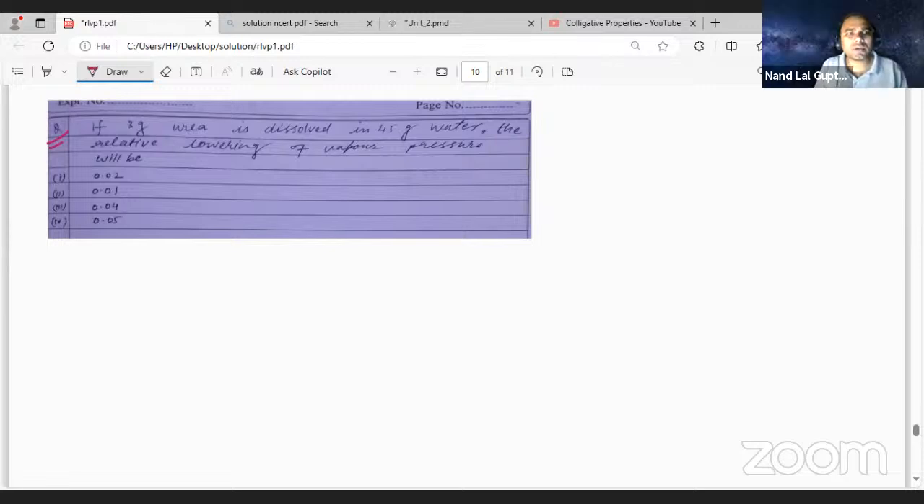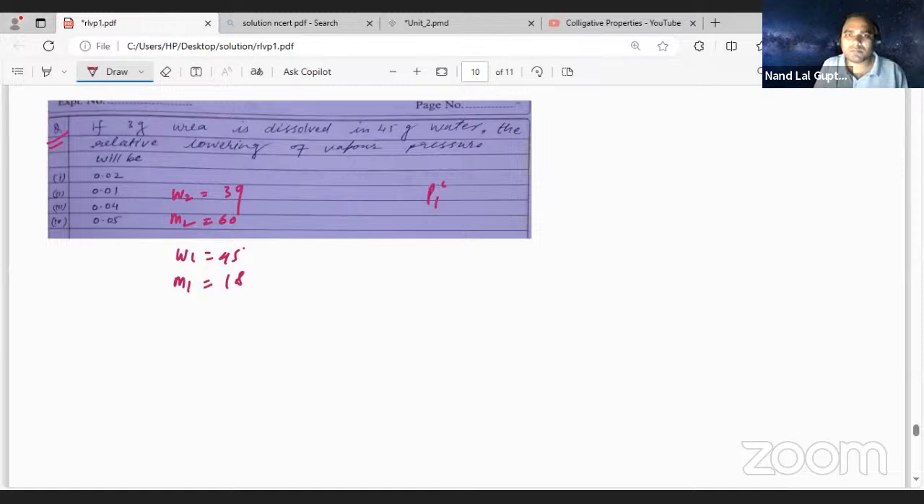Okay, so they have given W2 as 3 gram urea. M2 is equal to 60 gram per mole. Dissolved in W1, they have given 45 gram. M1, that is water, will be 18 gram per mole. So this is the ratio they are asking.